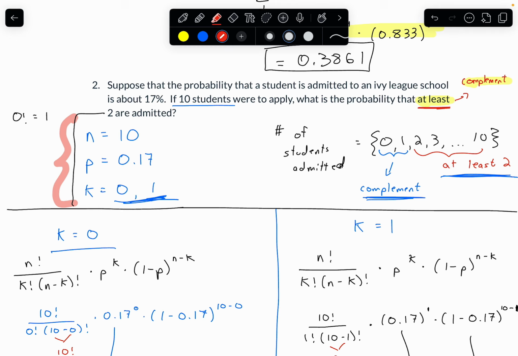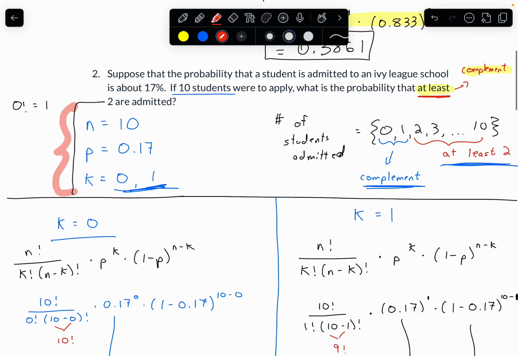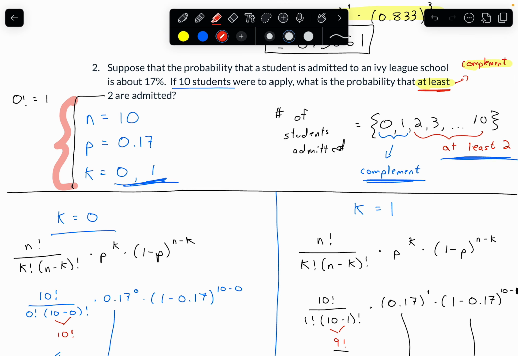So in the next video, we'll probably get some practice working with the graphing calculator. We can use that to help speed up this process or check our answers to hopefully help with the ease of these calculations.